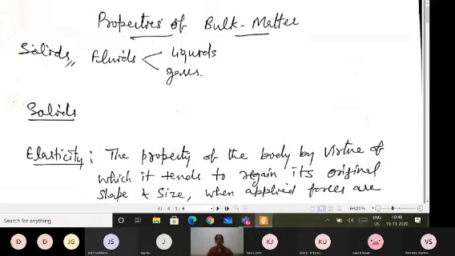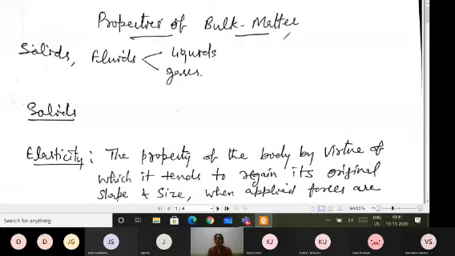Basically, we have to go into the mechanical properties of solids and fluids. So the name of the unit is properties of bulk matter. This is of course a new topic, and we are going to discuss in detail, one by one, about solids and fluids. So the mechanical properties of solids and fluids are to be taken in detail in this unit.